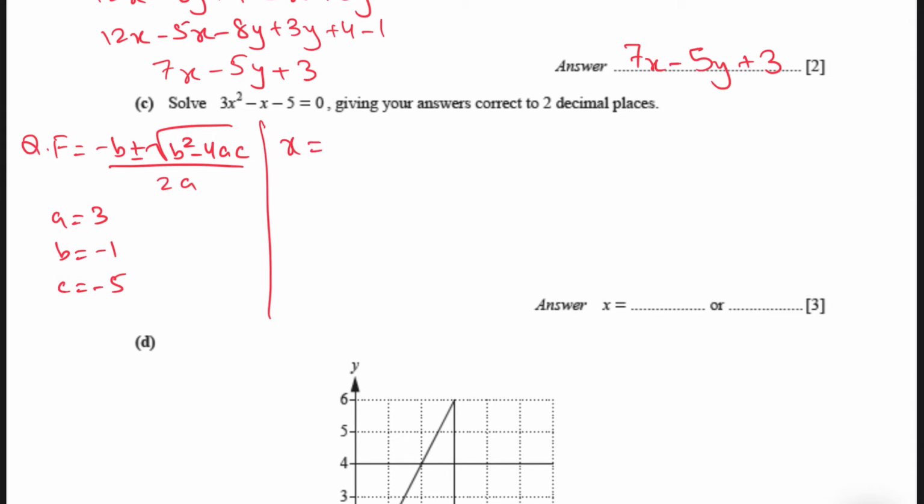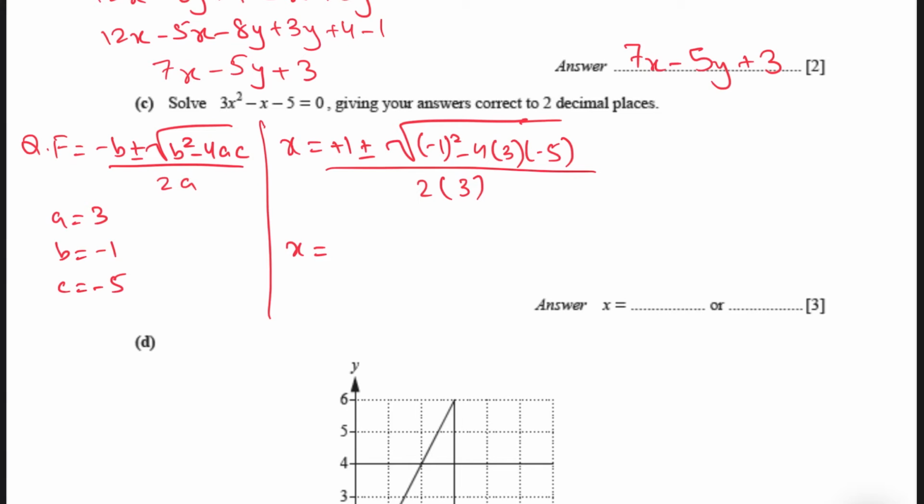So the value of x is negative times b, which is negative 1, so you get positive 1, plus minus under root negative 1 whole squared minus 4, which is being multiplied by 3 and then being multiplied by negative 5, divided by 2 times a, which is 3. Okay, so the values of x should look like this: 1 plus minus under root, let's see what we get over here. So you do 1 squared minus 4 times 3 times negative 5, and eventually get 61. So it's under root 61 over 2 times 3, which is 6. Okay, so I'll do the remaining part on this side.